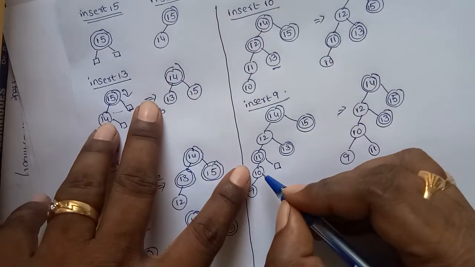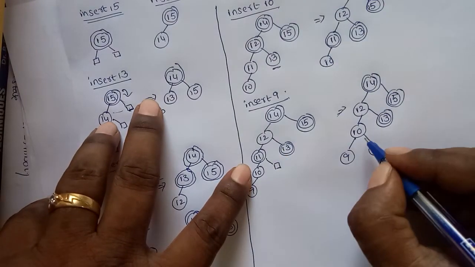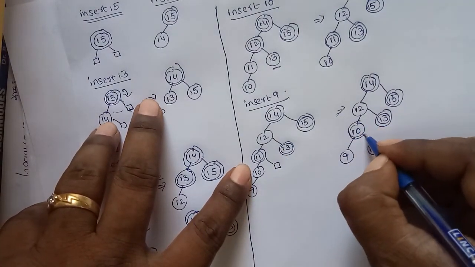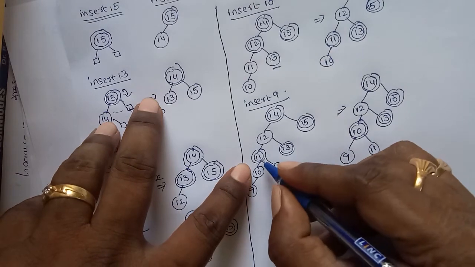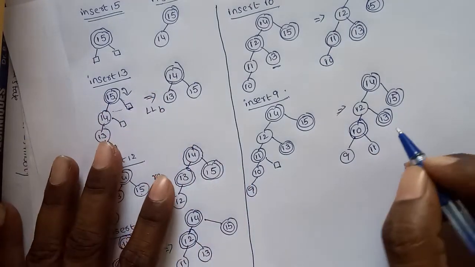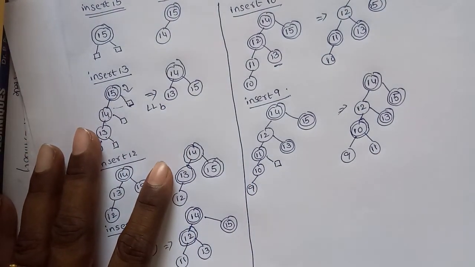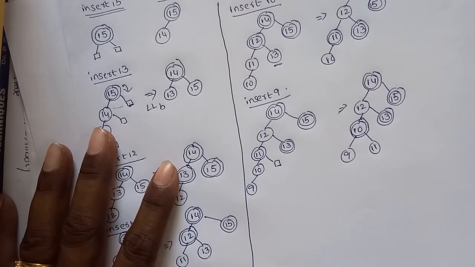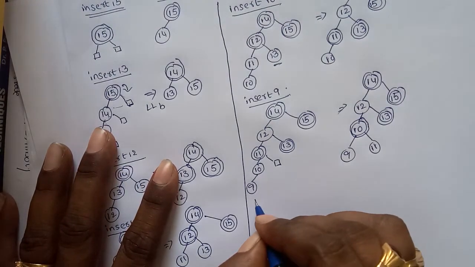Okay, what do you do? Change the color of 10 and 11. 10 was previously red, now colored black. 11 is black and colored red. This is the tree after inserting 9. Now insert 8.